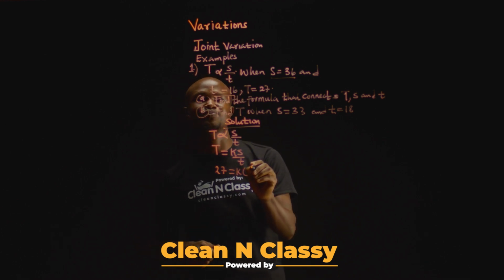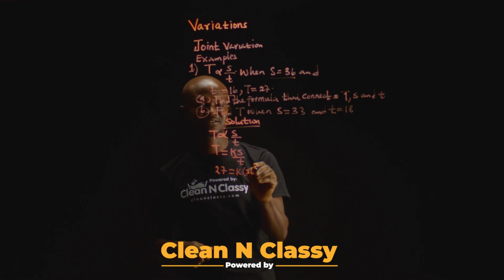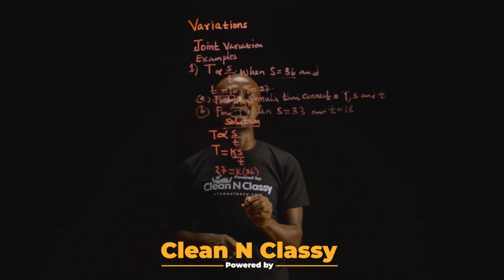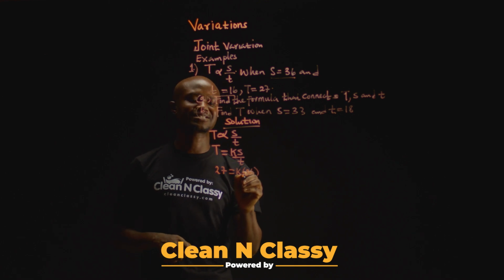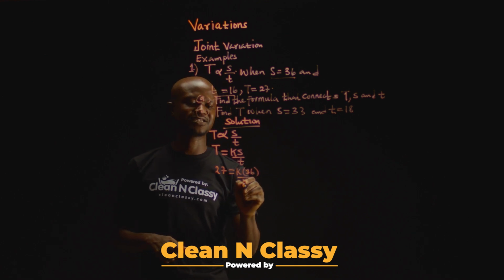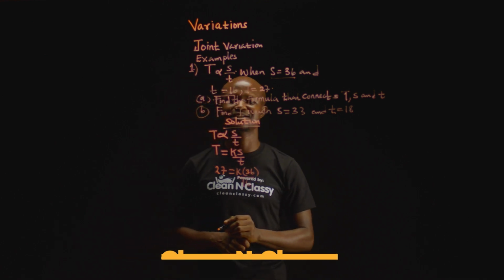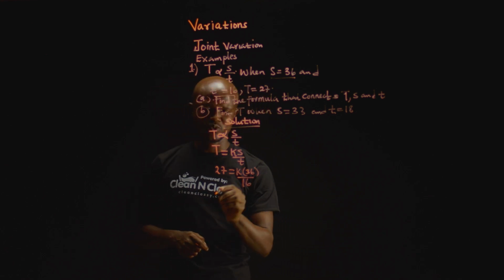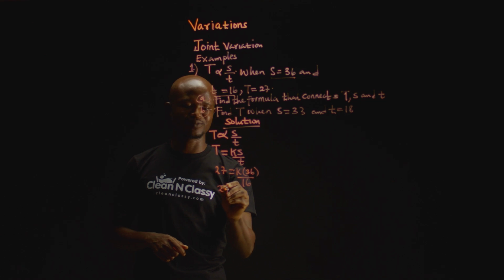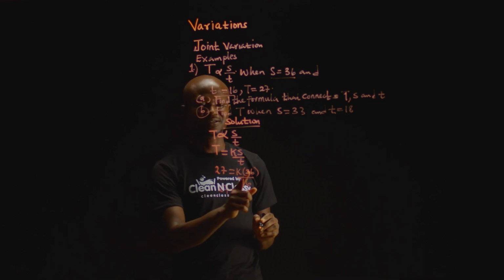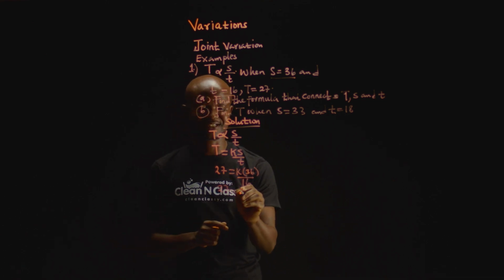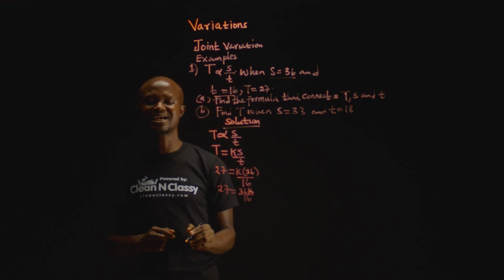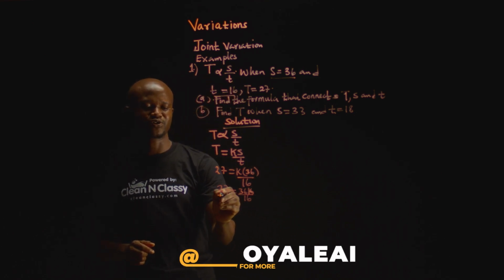We're given x to be 36, and we also have small letter t to be 16. So what do we do at this stage? We have 27 equal to 36 times k, that is 36k divided by 16. The next thing for us is to cross multiply.